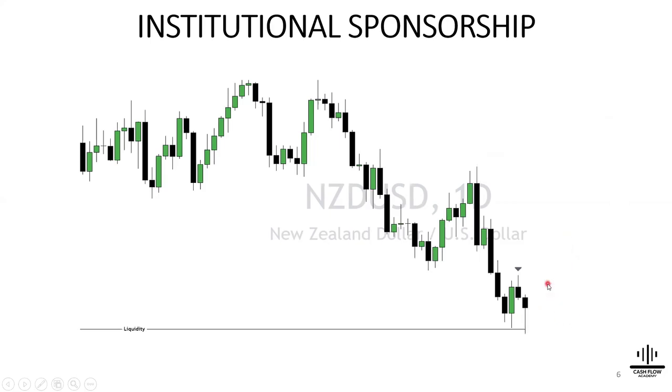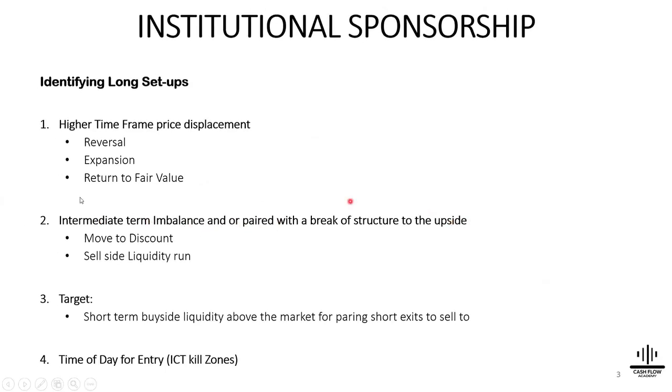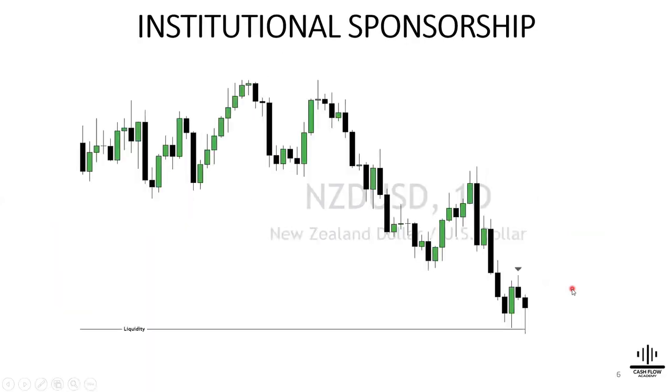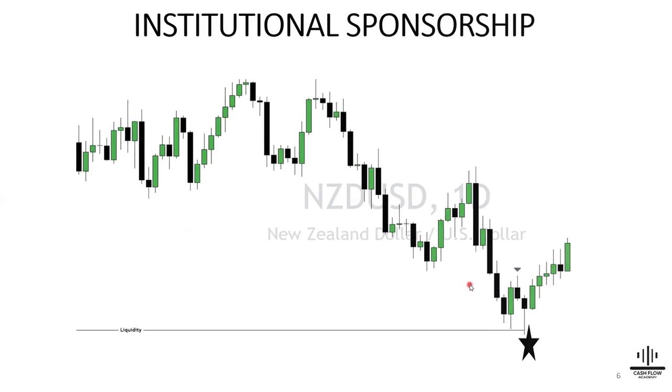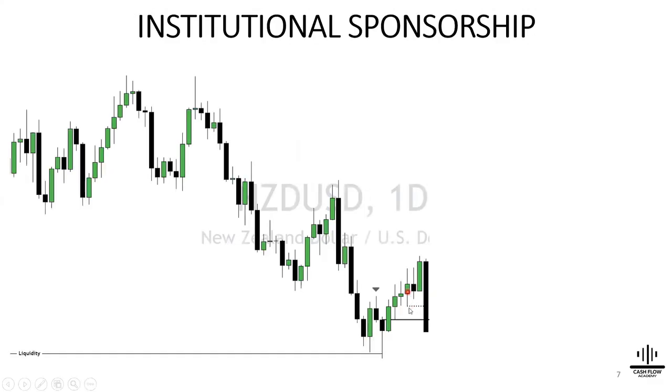So let me go back and show you. So the intermediate term imbalance, once it has been created, we want to see price move to discount or take out sell side liquidity. So if you look down closely, you will see that this low here is the liquidity, and then this point here is the discount. So let's look at it closely. So we can see here this low here is a short-term low. So price came to take out liquidity below the market and also ran down into discount, finding support where?